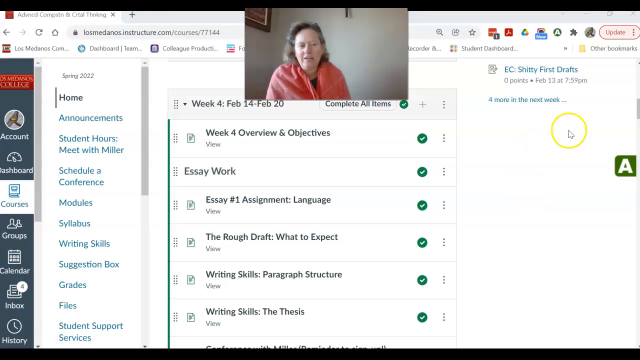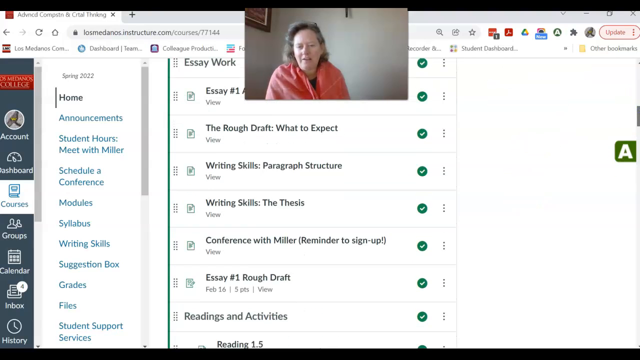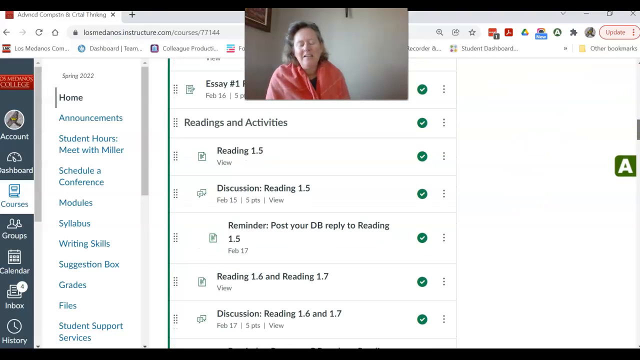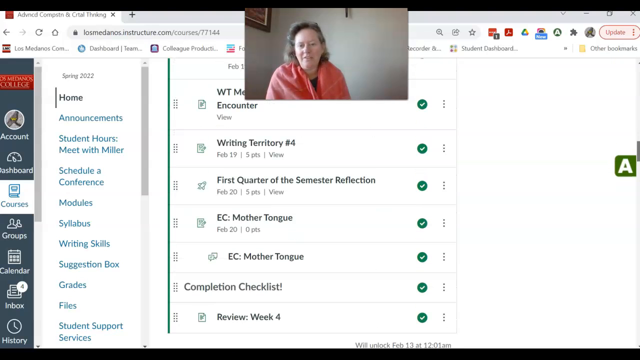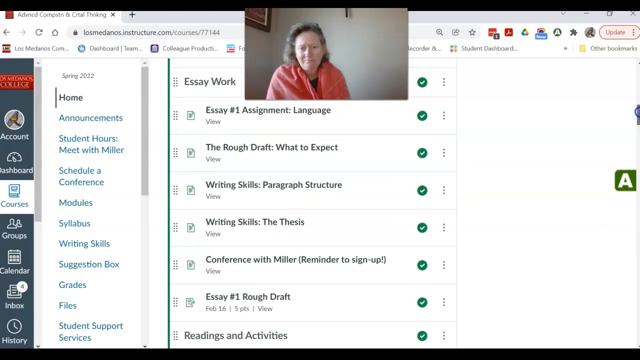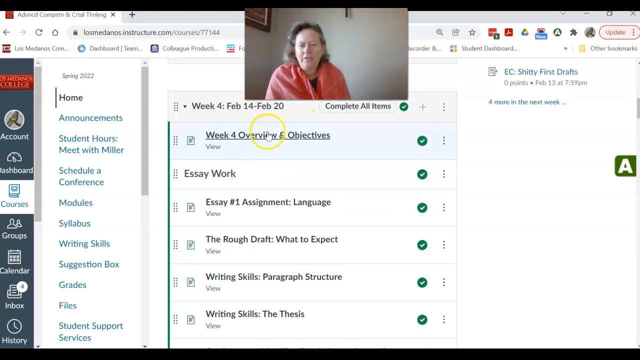So in just looking at the module, I'll skim down so you can see it looks like a lot. Keep in mind some of these are little reminders. The last part of the module, this is some extra credit for you. So you've got your overview and objectives. Again, this page has all of your due dates. I post the assignment in every module when we're working on that essay. So every time you see this, don't think this is just a new assignment. It's the same. I'm just reposting it for you.